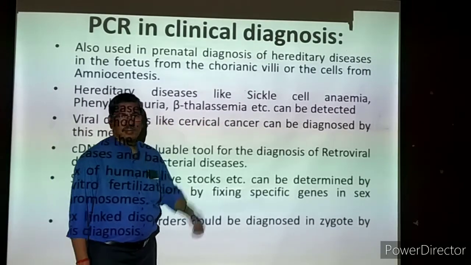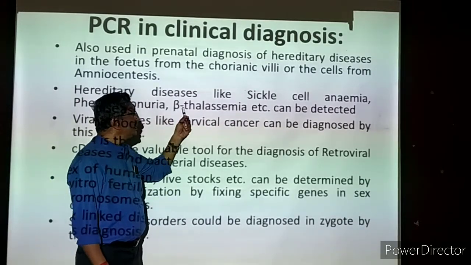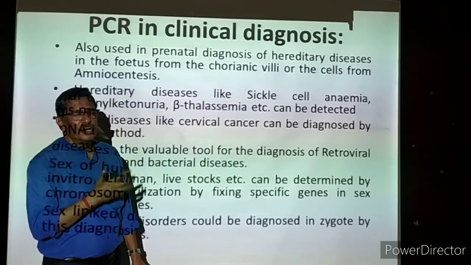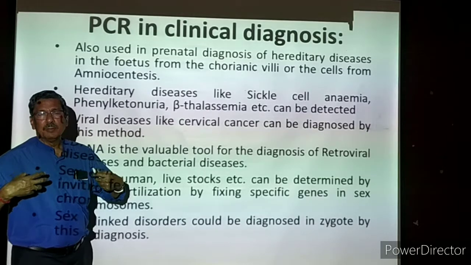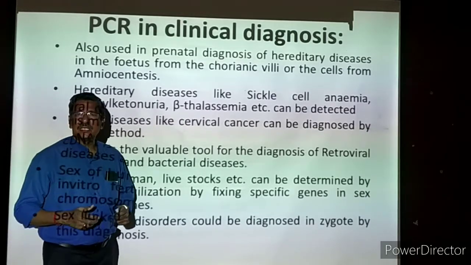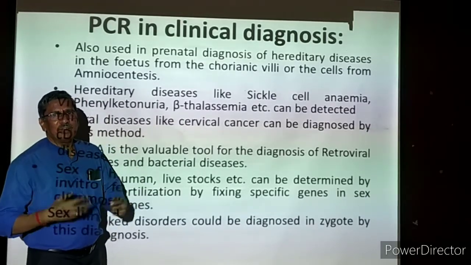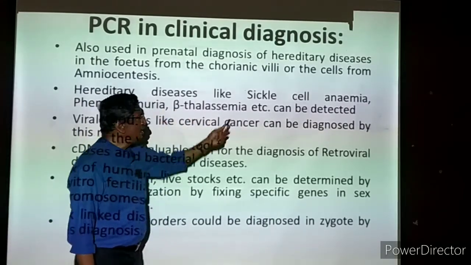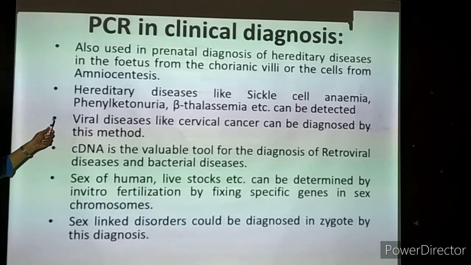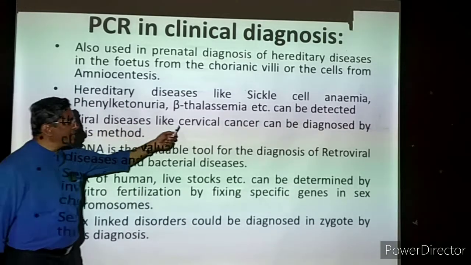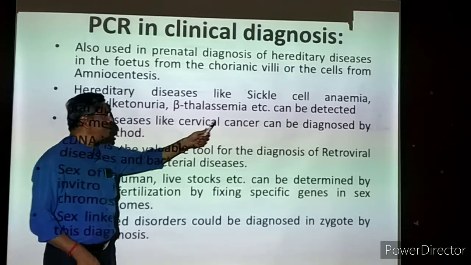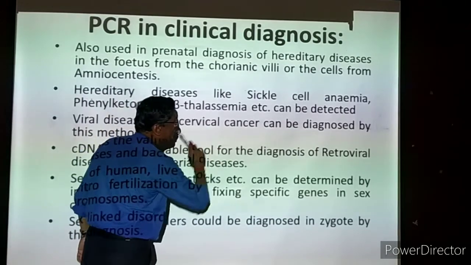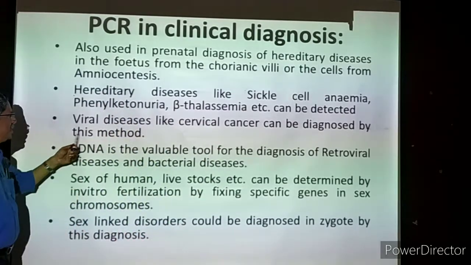Beta thalassemia. Now, beta is the type. Thalassemia means it is a problem in the what is that? Immune system. That means bone marrow problem will be present, as a result of which the immunity development is not at all right. That is called beta thalassemia, etc. Can be detected. Okay, the next one, viral diseases like cervical cancer, cancer in the cervix region. In the female reproductive tract, we can see this cervical region. So the cancer will develop, and it can be diagnosed by this method.